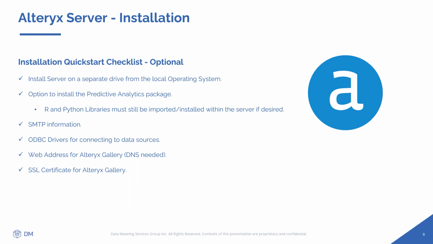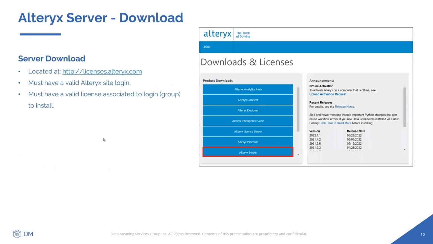However, these are not mandatory to start or complete the installation. So, having checked all the points in the mandatory checklist, we begin by downloading the executable program from the Alteryx download page with a valid Alteryx login account and a valid license associated to this account.